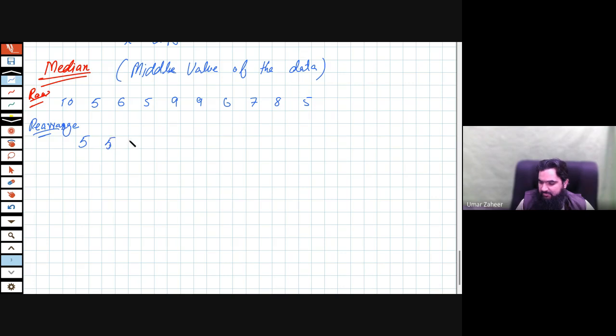Then we have 5, again 5, three 5s, one and two 6s, one 7, one 8, two 9s, and one 10. I have to write it in ascending form.